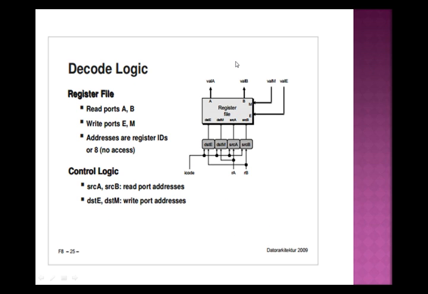Next is your decode logic. As I told you, there are two requirements. One is the register file, one is the control logic. Register files are used for read and write, using the addresses. Control logics are srcA, srcB, that is source and destination. Source is used for reading the port addresses. Destination is used for writing the port addresses. This is read, this is write, addresses.